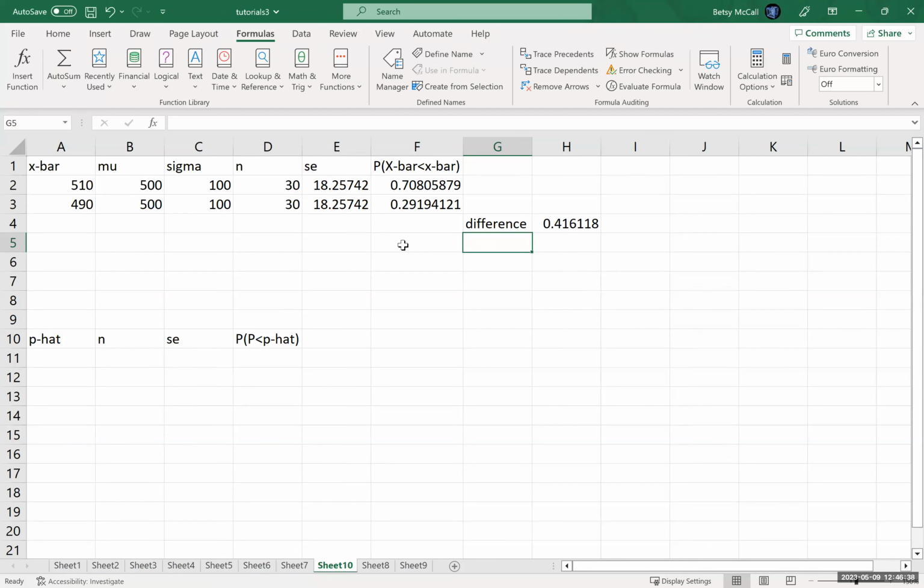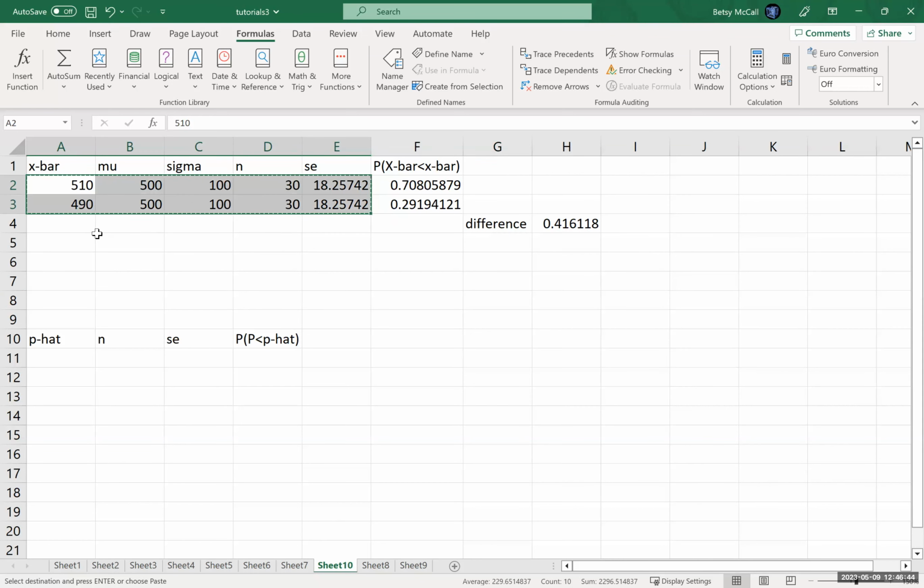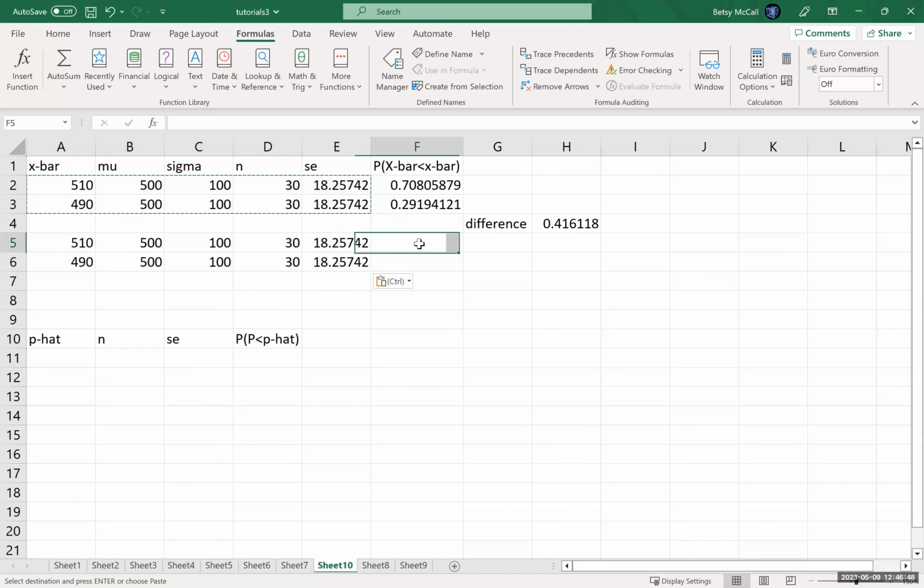Now, the T version of this is basically the same. I'm just going to copy this. And then you could do this exactly the same way. You would basically just say T.DIST. And these endpoints don't have to be symmetric. So I'm just going to do it exactly the way I did for the normal distribution, X.